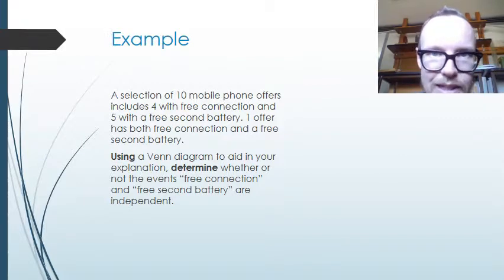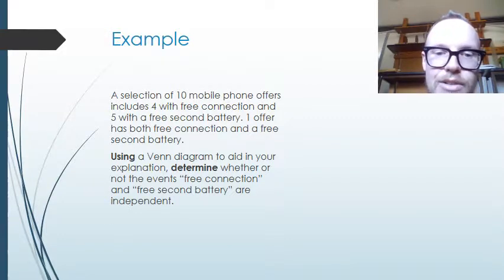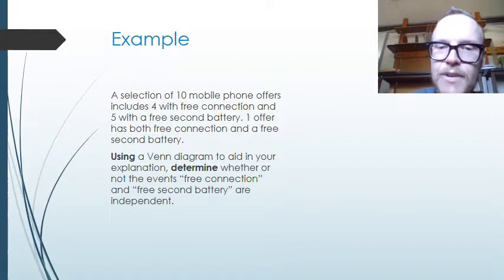So let's look at an example. We've got a selection of 10 mobile phone offers. It includes 4 with free connection and 5 with a free second battery. One of those offers has both free connection and a free second battery. It says to use a Venn diagram to determine whether or not the events free connection and free second battery are independent. So let's have a look.